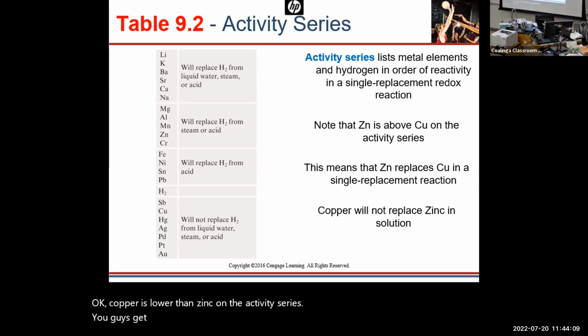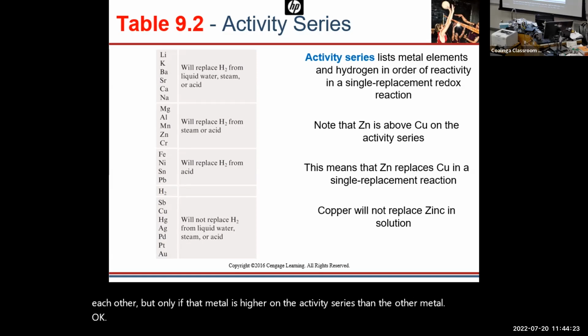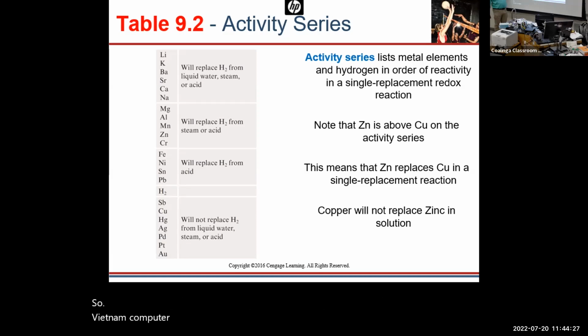So in chemistry, there's a hierarchy, right? Metals can replace each other, but only if that metal is higher on the activity series than the other metal. So lithium can replace sodium. Lithium can replace gold. Silver can't replace any of the things that are above it.